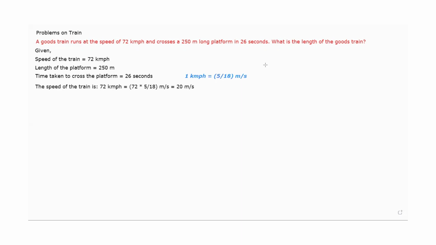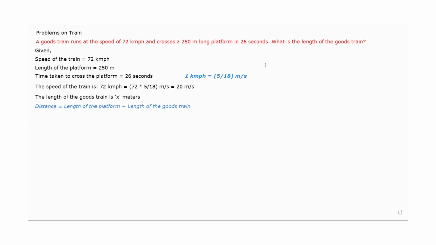Let's assume the length of the goods train is x meters. When the train crosses the platform, it covers the length of the platform as well as its own length in 26 seconds. So, the total distance covered is the sum of the length of the platform and the length of the goods train. Distance equals length of the platform plus length of the goods train.